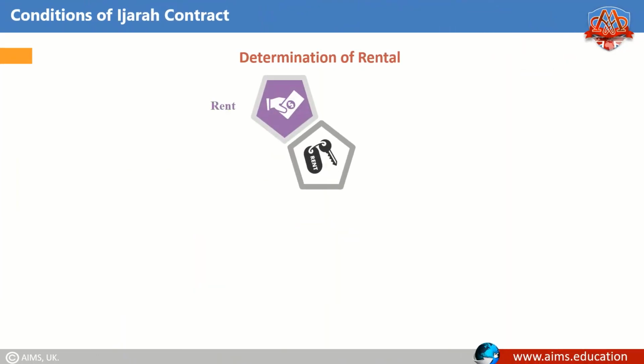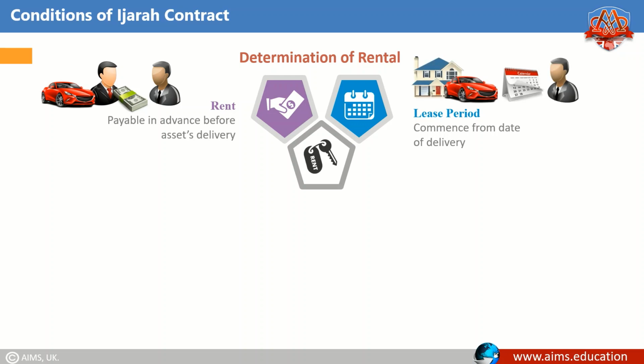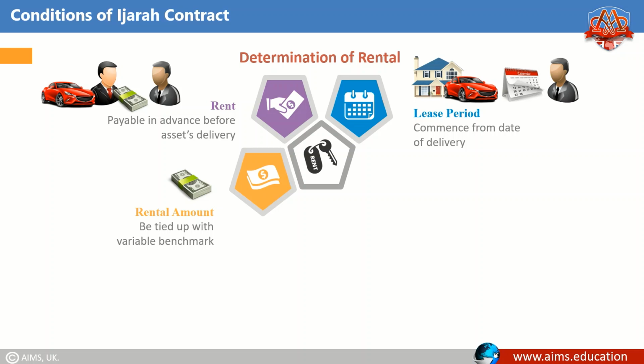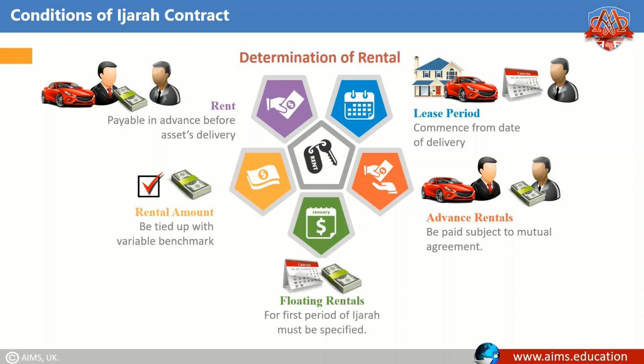Rent or part of it may be payable in advance before the asset's delivery to the lessee. The lease period shall commence from the date of delivery of the asset to the lessee. The rental amount could be tied up with variable benchmark. However, the ceiling and floor should be determined. Advance rentals or delayed rentals may be paid subject to mutual agreement, and in case of floating rentals, the rental for the first period of Ijara must be specified.